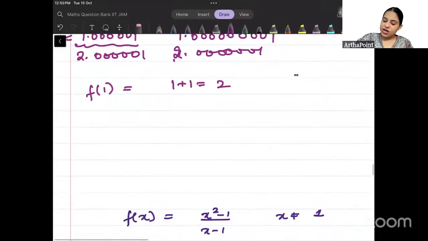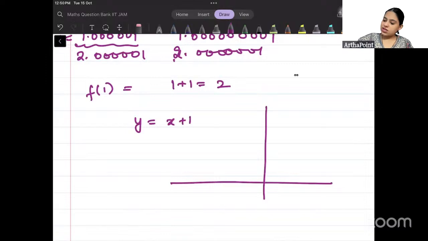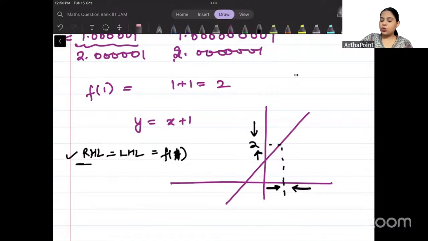Right? And if I try to plot y equal to x plus 1, then my function looks like this. So at 1, the value of my function is 2. And as I go towards 1 from the left, 0.9, 0.99, 0.999, my value of function is going towards 2. And as I go towards 1 from the right, 1.01, 1.001, 1.0001, I'm going closer and closer to 1, again I was approaching 2. So we have existence of left-hand limit, right-hand limit, and value of function, each equal to each other, which is 2.